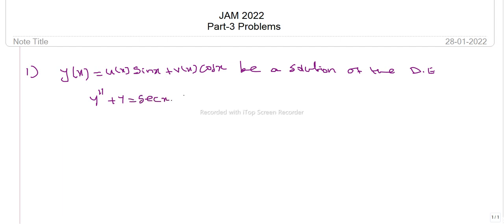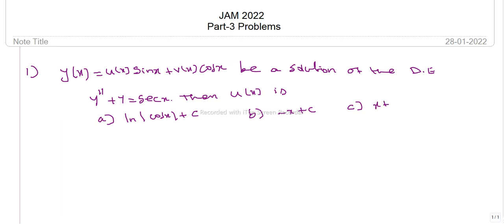Then what is u of x? The first option is log of modulus of cos x plus constant c. The second option is minus x plus c. The third option is x plus c. The fourth option is log of modulus of secant x plus c.